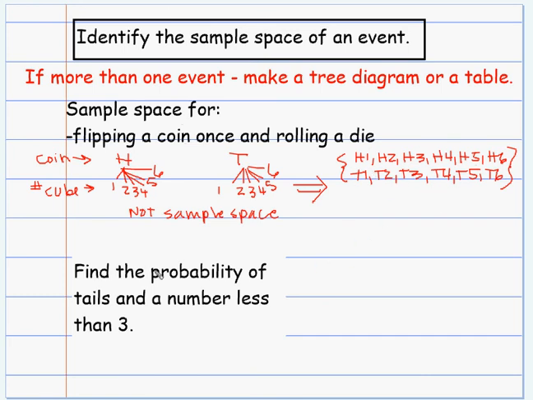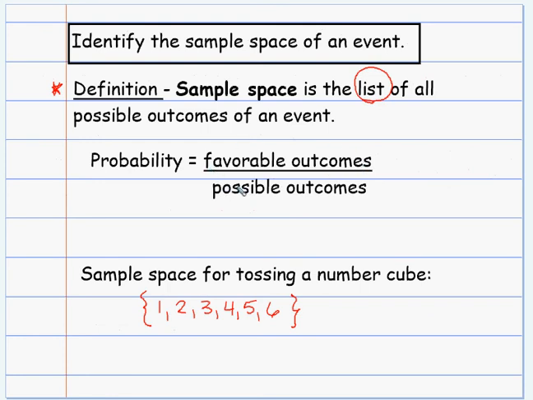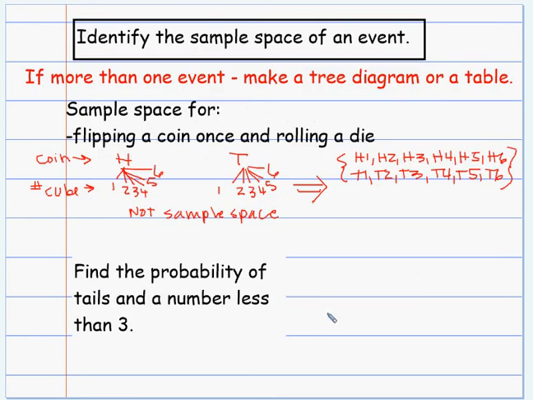There are 12 outcomes. So we're going to find the probability of tails and a number less than 3. So remember, probability was favorable outcomes divided by possible outcomes. So it's a fraction, and we know that possible outcomes are 12. How many of them are tails and a number less than 3? None of these are all heads, and the only ones that are tails and less than 3 are 1 and 2. So it would be 2 out of 12, which will reduce to 1/6. That's your probability.